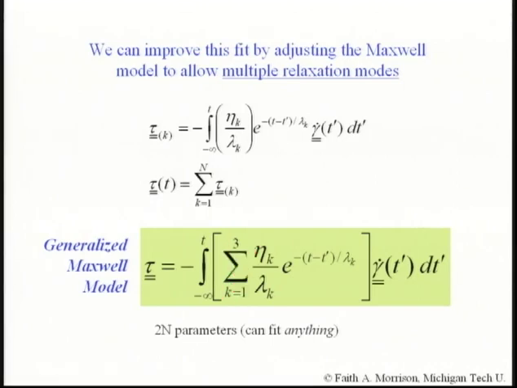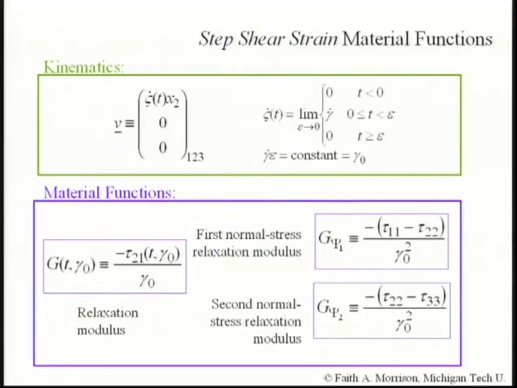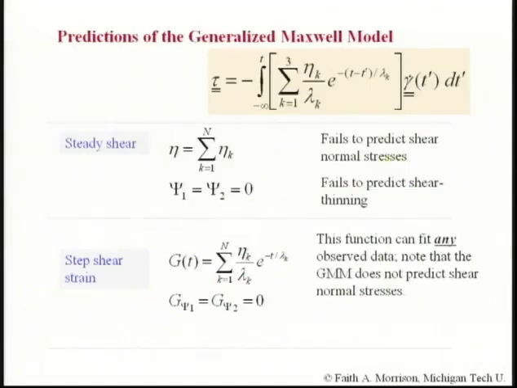So the generalized Maxwell model has the same structure of gamma dot as a function of t prime on the outside, this function of time integrated from minus infinity to t. It's a constitutive equation, so we can make predictions with it. And in steady shear flow, I asked you in the homework to predict it. And in step shear strain, I went through the prediction in class.